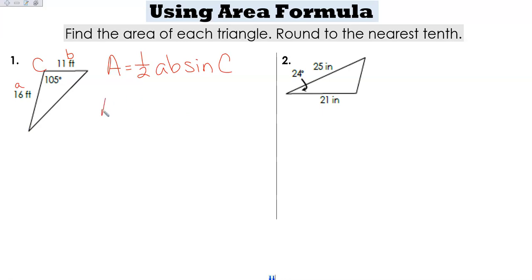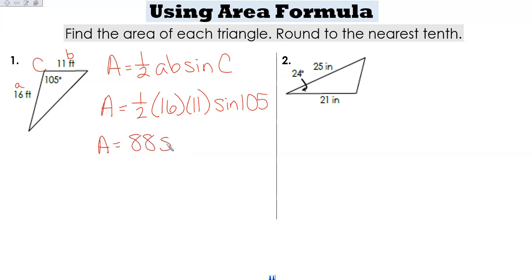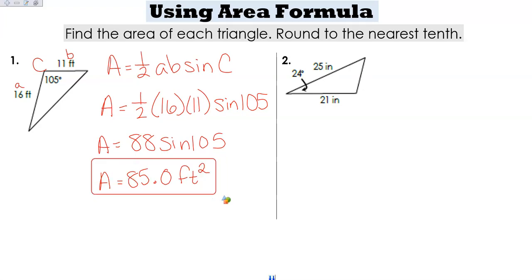So we're going to plug everything in. It's going to be 1/2 times 16 times 11 times the sine of 105 degrees. 1/2 times 16 times 11 is 88. So this is 88 times the sine of 105. And when we put this in the calculator and round to the nearest tenth, we're going to get 85.0. Remember, we need to have the 0.0 if it is not 85 exactly. Please do not forget your units of measure. You will lose points on the test if you do not have them.